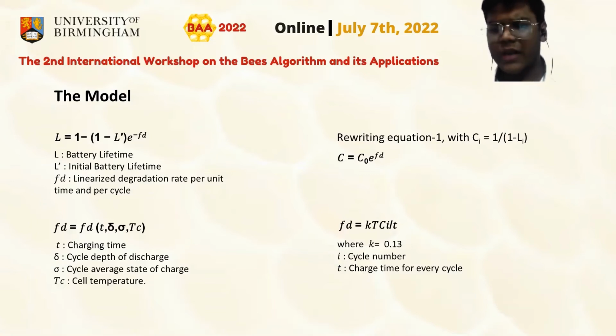Understanding the calculation part that has been done to make the battery model. The battery lifetime L represents the battery lifetime, and it degrades after each cycle. It degrades depending upon the linear degradation rate FD, which in turn is a function of charging time, cycle depth, cycle average state, and cell temperature. Therefore, the battery capacity is represented by C, which is defined as shown here in the slide.